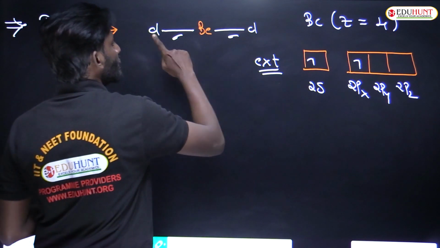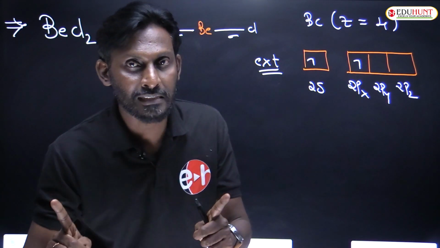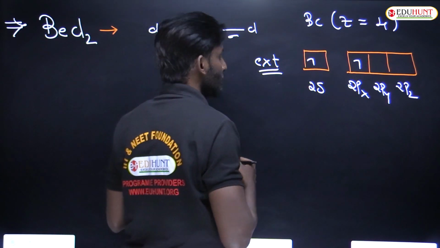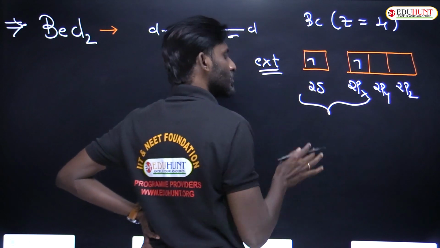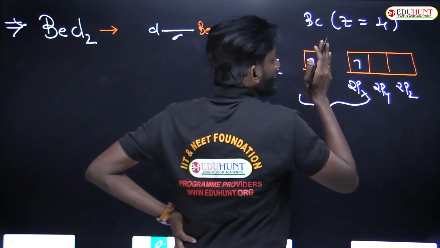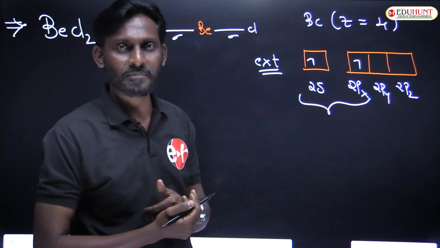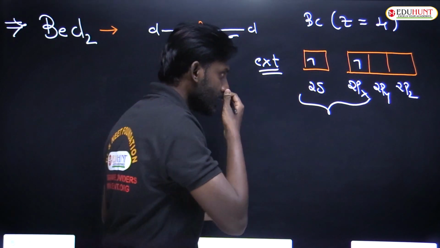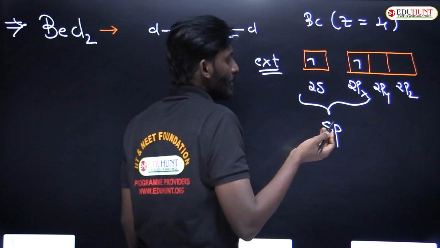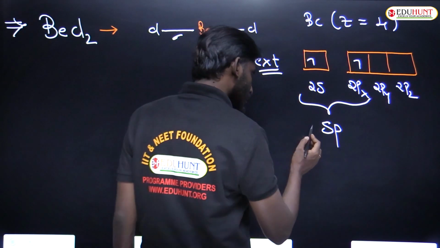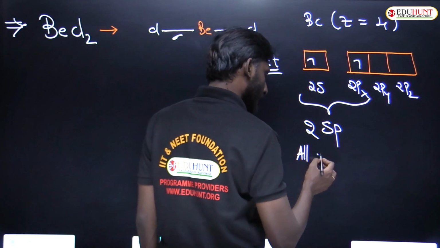Now, we need 2 sigma bonds. 2 sigma bonds means we need 2 hybrid orbitals, and the hybridization which gives 2 hybrid orbitals is s and p. I am going to intermix one s orbital with one p orbital. That is sp hybridization. How many hybrid orbitals are you going to get? 2 hybrid orbitals. What is the speciality about them? All are equivalent.